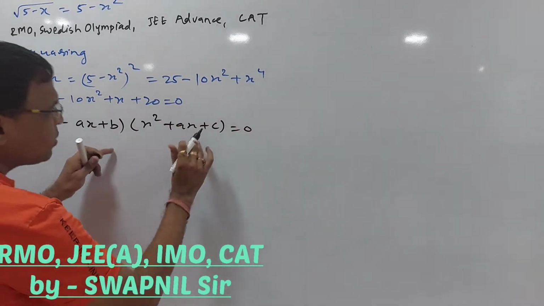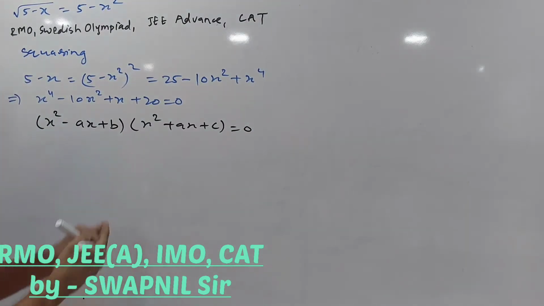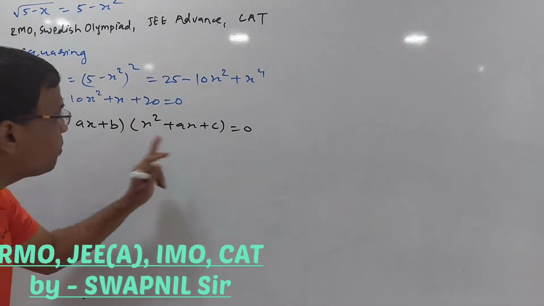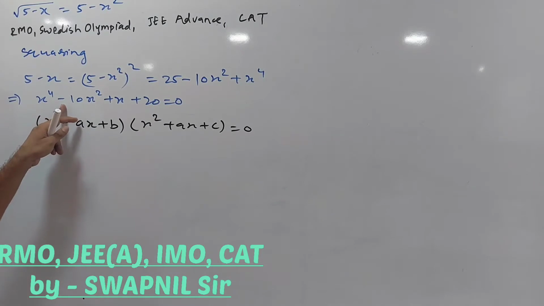Here b and c are constants. You can have plus or minus as per your choice. That doesn't affect your final answer. But this step is important, minus ax and plus ax. Why does it happen? Because there is no x cube term.